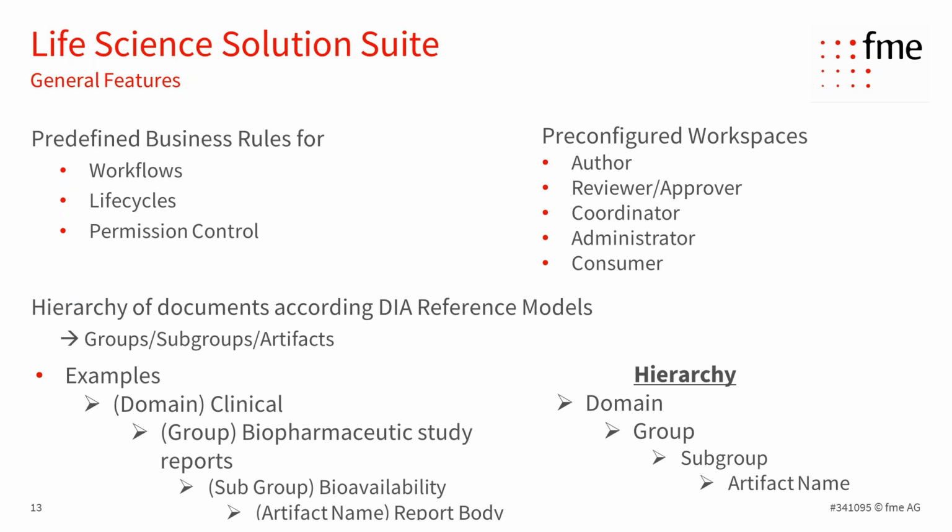From a hierarchical perspective, in terms of documentation, I mentioned earlier, it's founded off the DIA reference models, and that model has been embraced and adopted, ingrained into the solution. And this is just an example of what that kind of framework looks like. So you have a domain area, for example, clinical. You have a group and a subgroup, which would be, in this example, just to give you an illustration, biopharmaceutical study reports, and then that subgroup, which is bioavailability, and then the actual document that you're managing, and the nomenclature would be artifact name, which would be a report body.